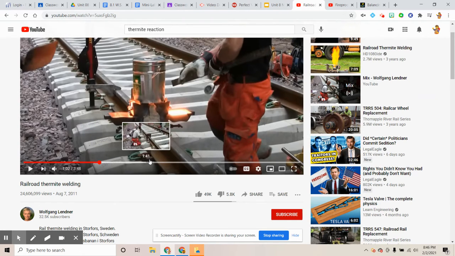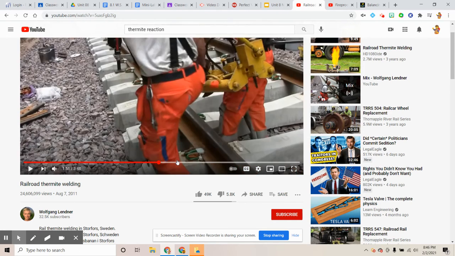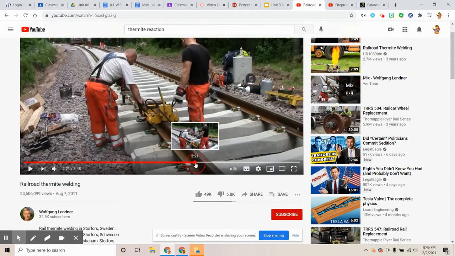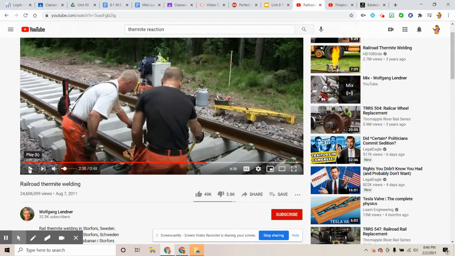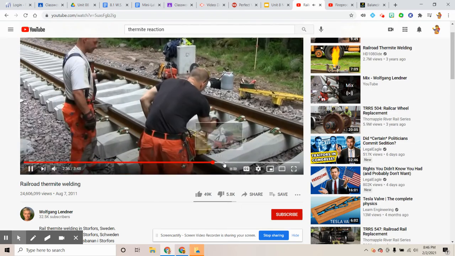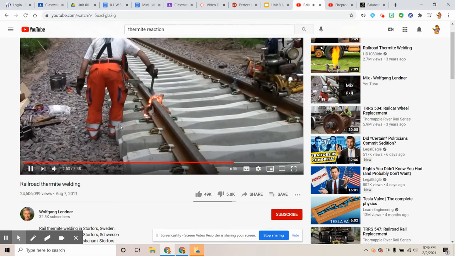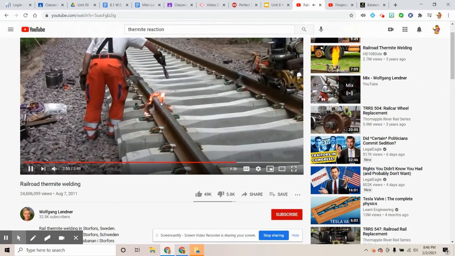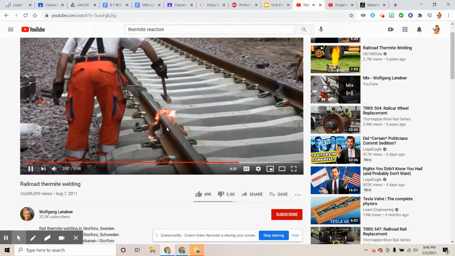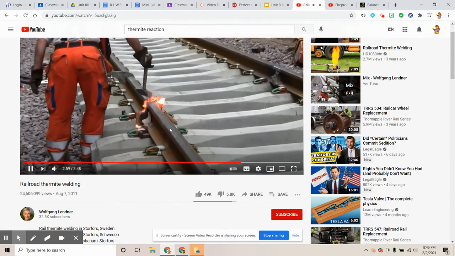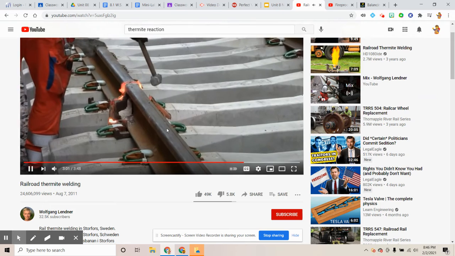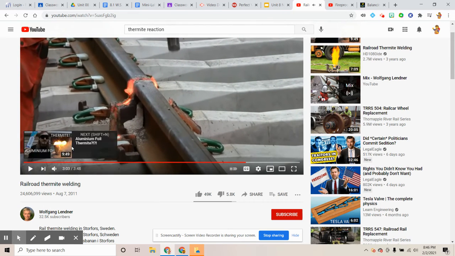Okay, let's fast forward. They remove the mold. Let's see here. Okay, yeah, and you can see it's just liquid iron melted in between these rails, and now they're going to separate out the excess iron and grind it flat. Okay, so that was the thermite reaction.